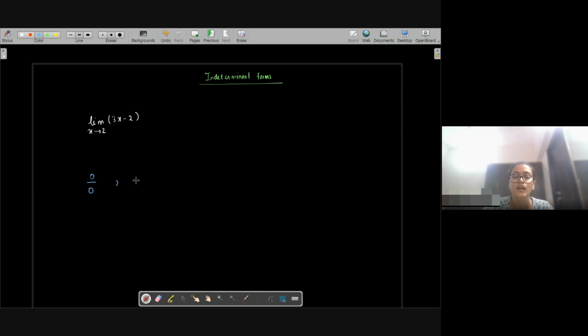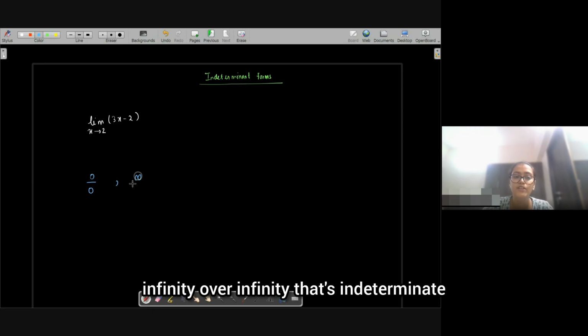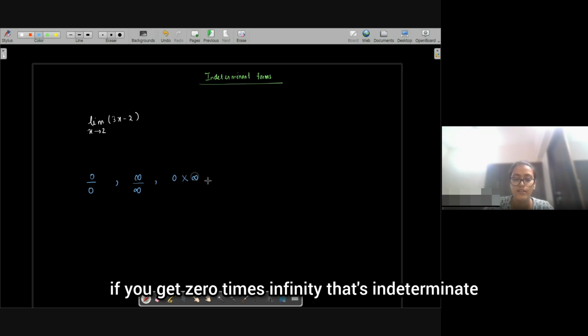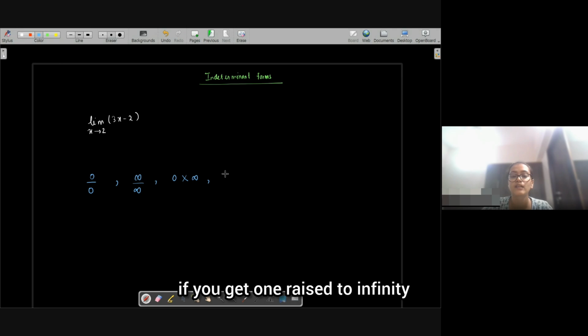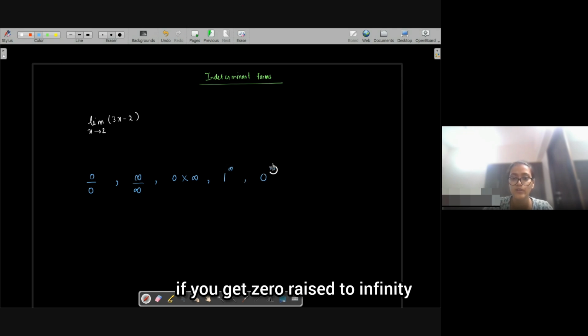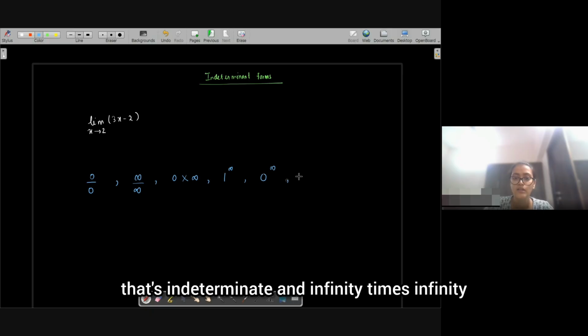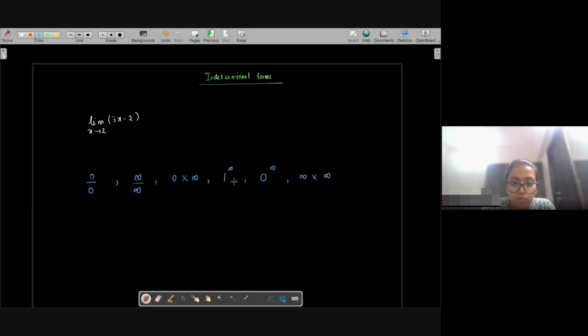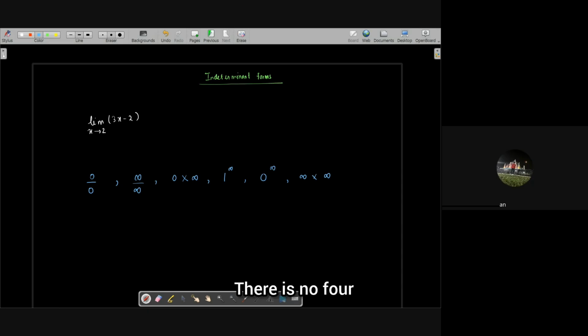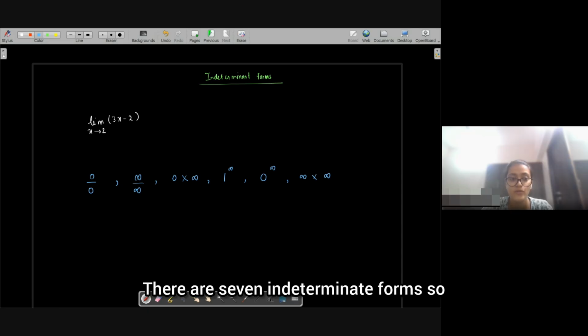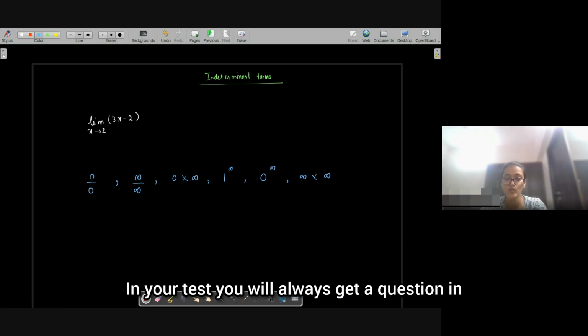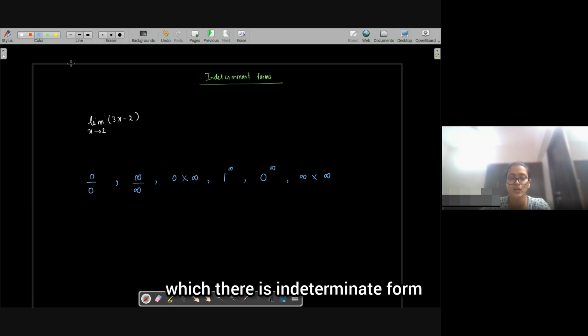If you get infinity over infinity, that's indeterminate. If you get 0 times infinity, that's indeterminate. If you get 1 raised to infinity, that is indeterminate. If you get 0 raised to infinity, that's indeterminate. And infinity times infinity, that's how many? 1, 2, 3, 4, 5, 6. There is 1 more. There are 7 indeterminate forms. So in your test, you will always get a question in which there is an indeterminate form.